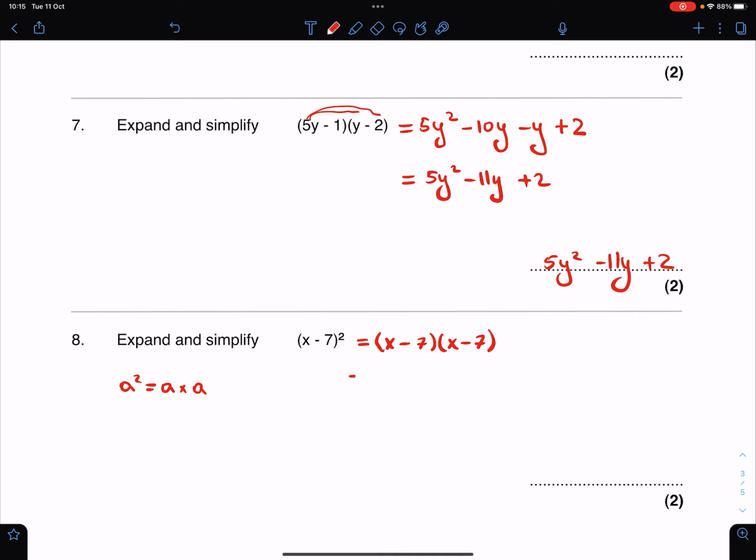So then I need to expand this step by step. First I need to multiply x by x, which is x squared. x times negative 7, negative 7x. Negative 7 times x, again negative 7x. And plus 49, because I'm multiplying negative 7 by negative 7. So that's going to give me x squared minus 14x plus 49. Are we okay with this? Yes.